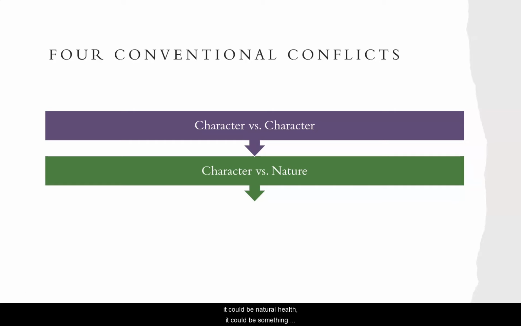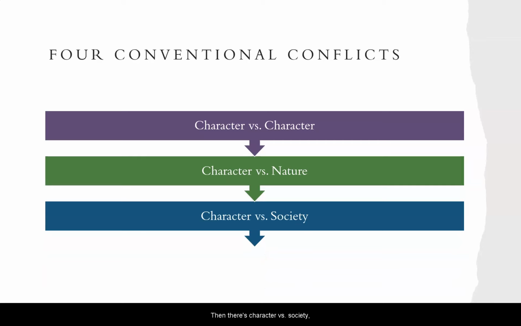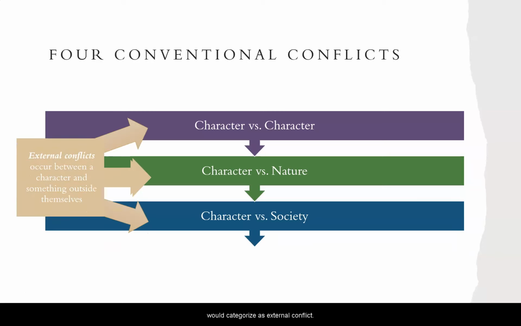It could be something supernatural, but it's something part of the natural sphere that is conflicting with the character. And then there's character versus society, which is one character versus these societal ideas or societal standards. That encompasses a lot of conflict that you'll find in plot, and these three are what we would categorize as external conflicts. They occur between a character and something outside of themselves. It's them versus something else.